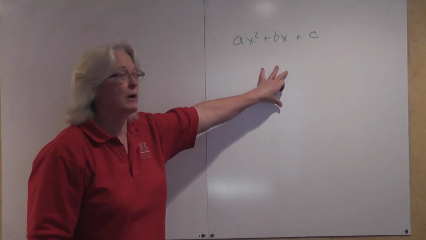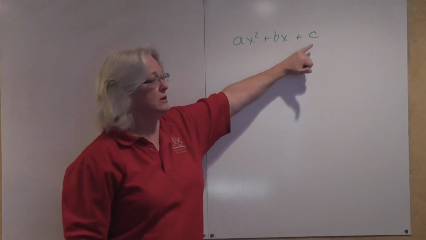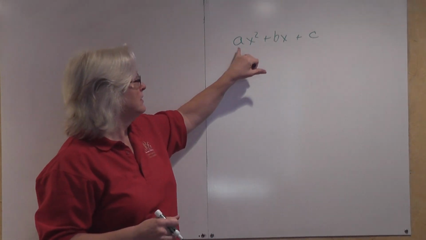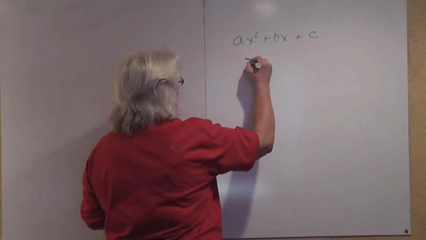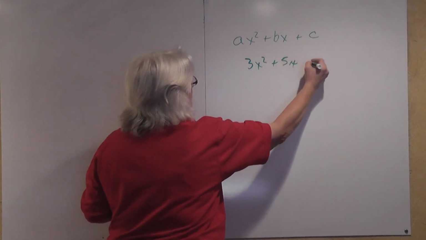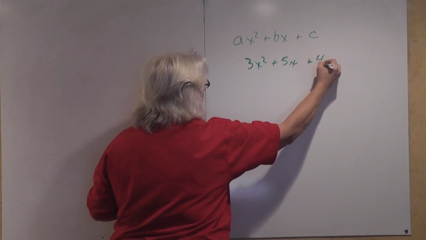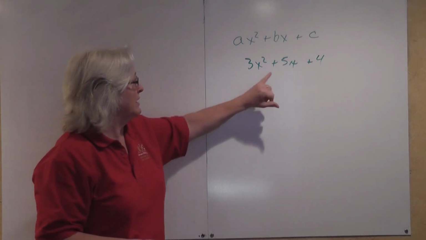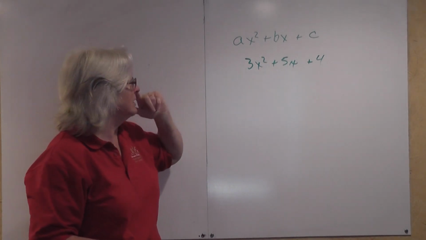Now, all we're talking about when we use this is just a general representation. A, B, and C are constant numbers, and then we have our variables. So an example of a polynomial that would be of the form ax squared plus bx plus c would be 3x squared plus 5x plus 4. Now that one's actually not factorable, but it's still an example. We have three constant terms. Our a in this case is just a 3.